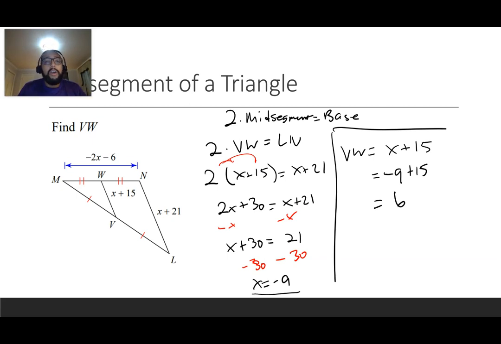So again, with mid-segment, your goal is just to figure out what is a mid-segment, what is a base. From there, plug in what you know. I gave you irrelevant information on this one. That will happen a lot of times. So be careful about that.